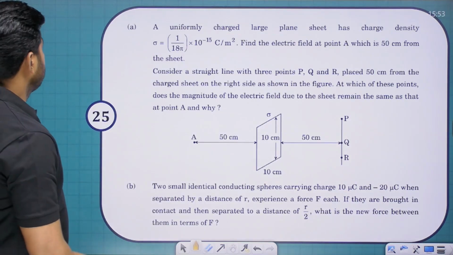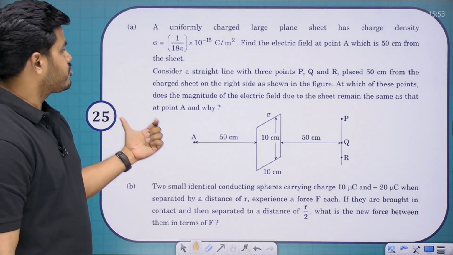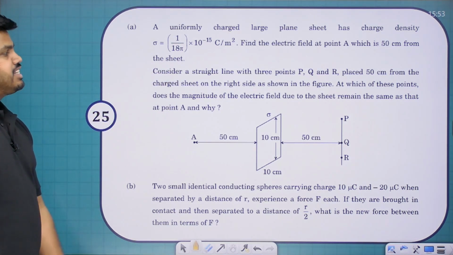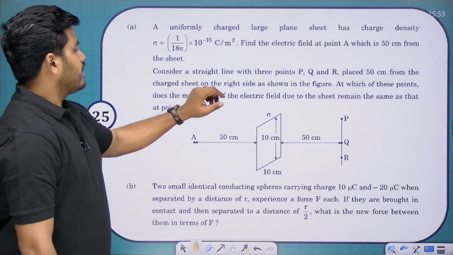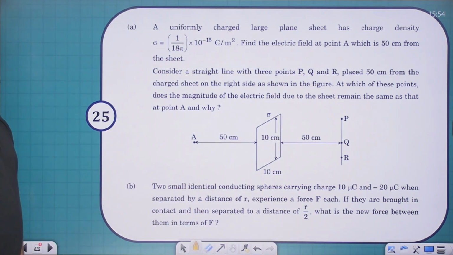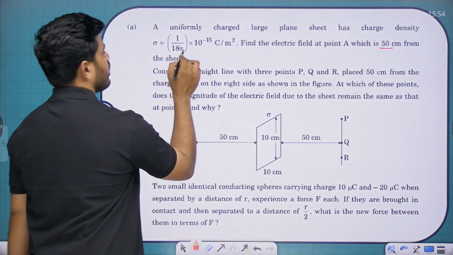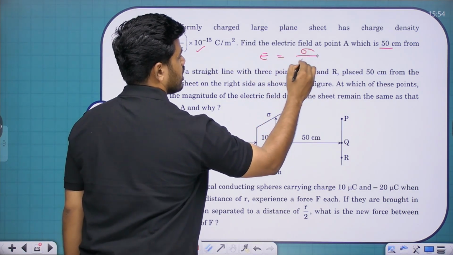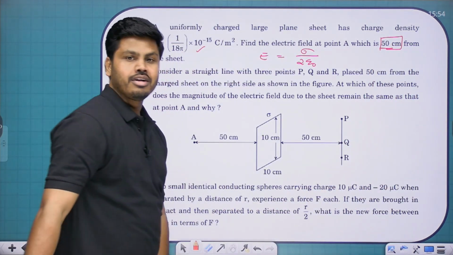Okay. Question number 25. A uniformly charged plane sheet has charge density sigma, which is equal to 1 by 18 pi into 10 raised to minus 15 coulomb per meter square. Find the electric field at the point A, which is 50 centimeter from the sheet. Okay, you are given a distance of 15 centimeter from the sheet and the sigma value is given. We know electric field due to a charged sheet is just sigma by 2 epsilon 0, and this 50 has no relevance in our calculation.